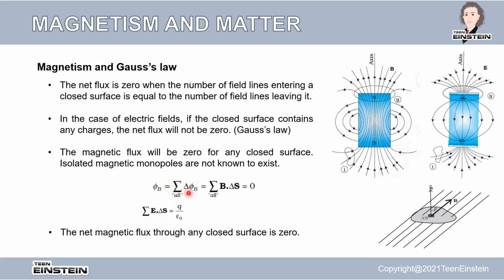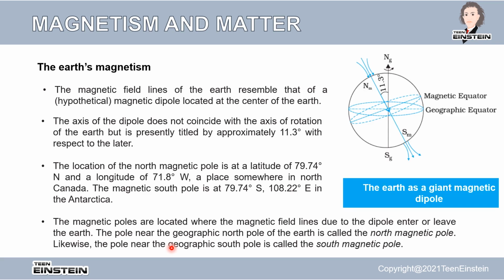If you take all the surfaces and add all the magnetic fluxes, then B dot delta S is going to be 0. But in the case of electric field, the E dot delta S is not 0 because it has Q by epsilon 0. In this case, it cannot be Q by epsilon 0 in the magnetic case because magnetic monopoles do not exist. So the net magnetic flux through any closed surface is 0. So this is the conclusion we are arriving at from this discussion, that in the case of magnetic field, the net flux has to be 0 for any closed surface.